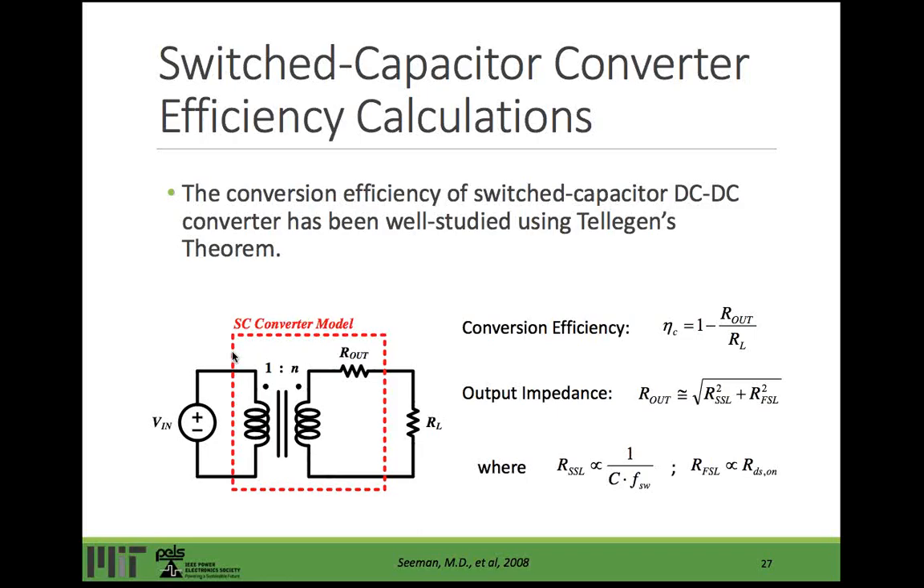The output impedance has 2 asymptotic limits, the slow switching limit and the fast switching limit. In the slow switching limit, the capacitors are given sufficient time to charge and discharge, so the capacitive charging and discharging loss dominates, and the output impedance is proportional to 1 over CF, where F is the switching frequency. On the other hand, in the fast switching limit, the capacitor voltages actually change very little, and they essentially behave like voltage sources. So the loss is dominated by conduction losses through the switches, so the output impedance is proportional to the RDS(on) of the switches.